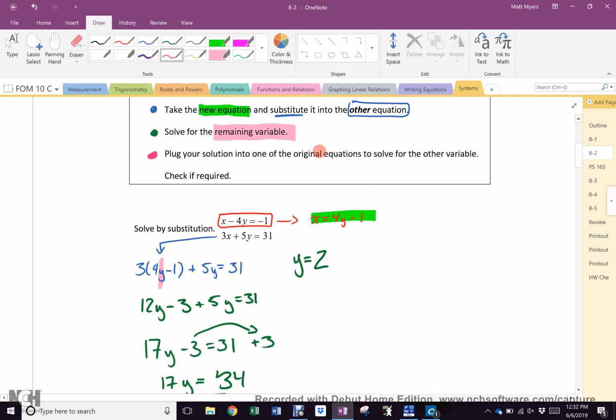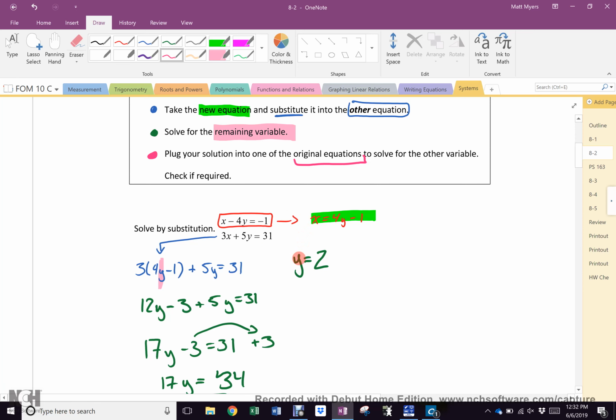And finally, in hot pink, plug your solution into one of the original equations. Now let's stop and think for a second. We have a y value, right? So what is the value that's missing? X, right? Which of these three equations in our writing will give us x? Any of them, but one of them is set up nicely already, isn't it? Which one? The first one or the highlighted green one?